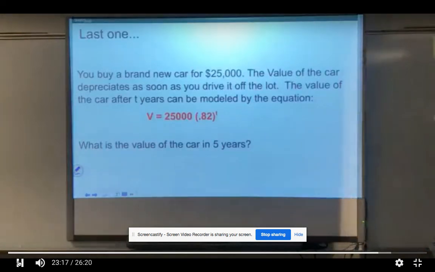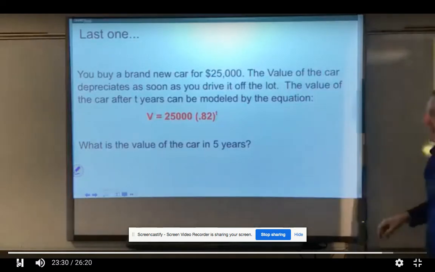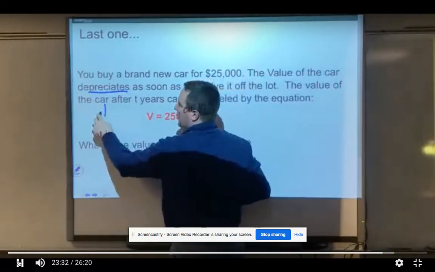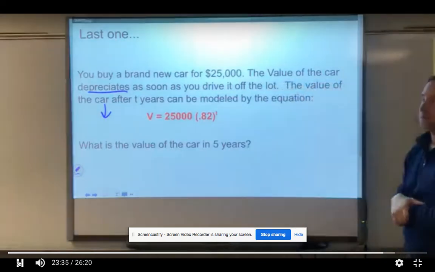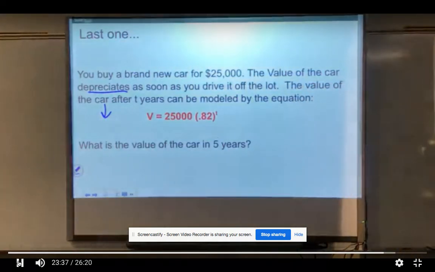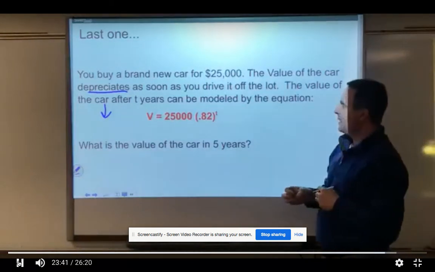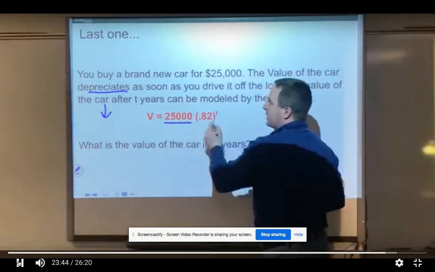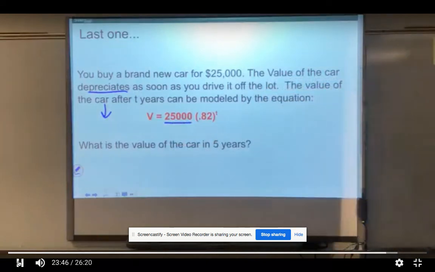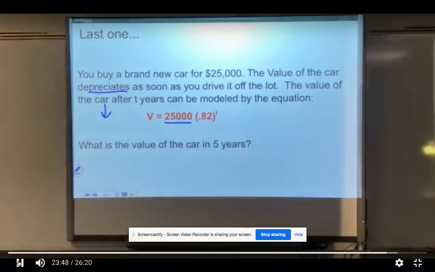Can we use an exponential equation to find the value of something? You buy a brand new car for $25,000, and the value of the car depreciates as soon as you drive it off the lot. If you know anything about the word depreciate, it means the value of the car goes down. The value of the car after t years can be modeled by this equation. This right here is the original cost of the car, a $25,000 car.